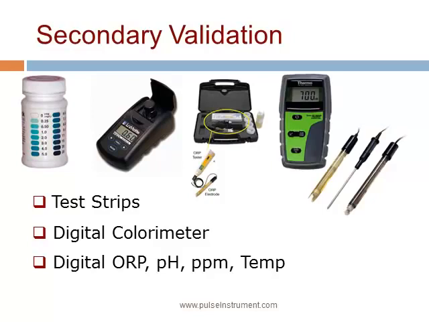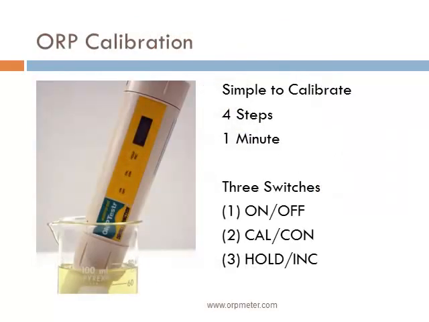With any inline automated system, it's always good to have a secondary validation method to confirm if your system is working efficiently. These can be simple test strips, a digital colorimeter, a portable test meter for ORP, or a more sophisticated ORP and pH meter. Calibration of these meters should be done routinely and is very simple to do in 4 simple steps and takes about a minute.